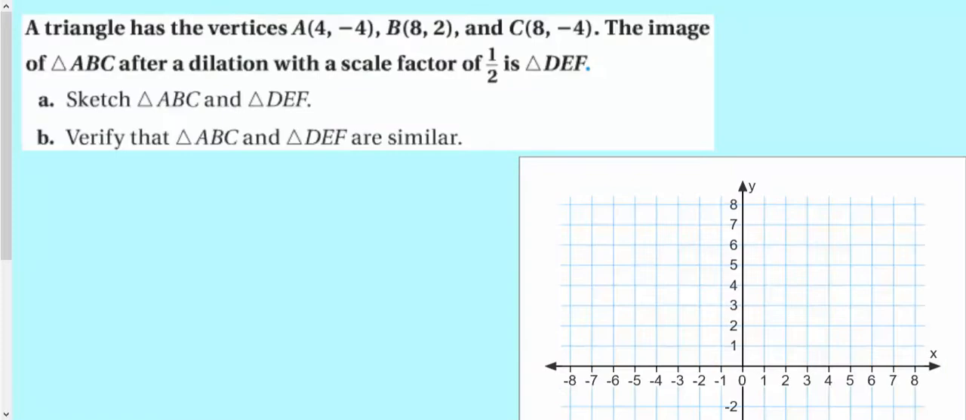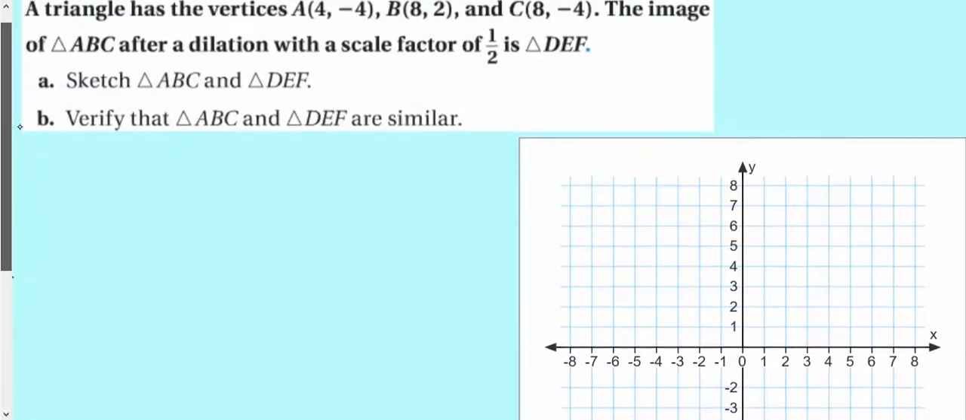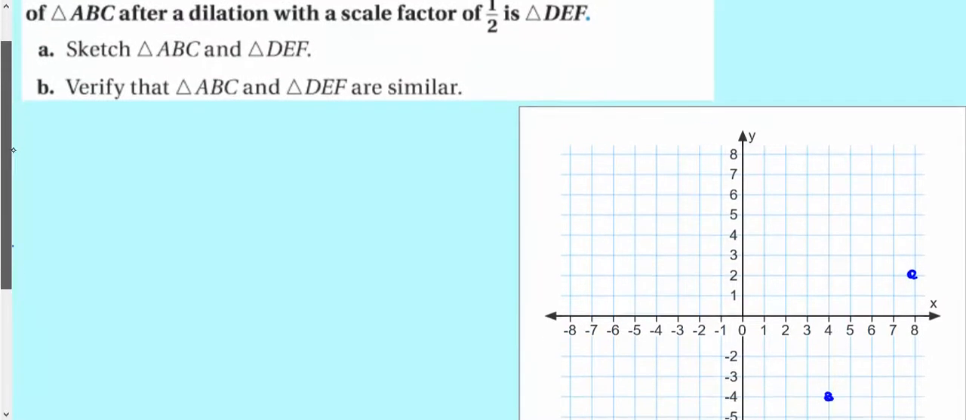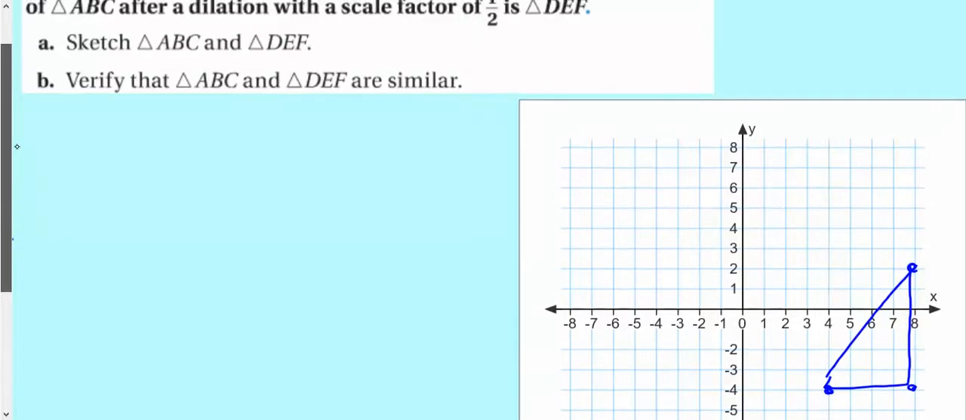A triangle has vertices A, B, and C given. The image of ABC after dilation with a scale factor of 1/2 is DEF. So this is going to be a reduction here. So it wants us to sketch this and then verify that the two triangles are similar. So I'm going to start with (4, -4). That's here. And then what are my other two points? (8, 2). That's there. And then (8, -4). That is there. And then what's going to happen here is I'm going to take all these coordinates and cut them in half because the scale factor is 1/2.